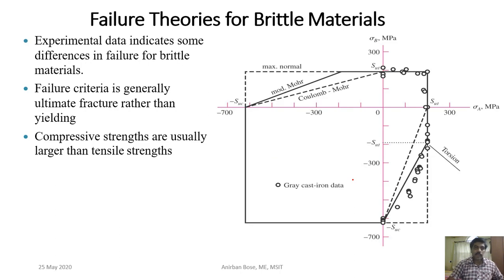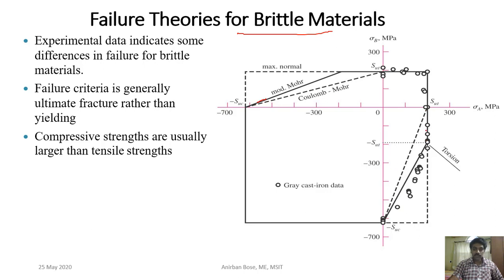Now failure theories for brittle materials. You see that Coulomb Mohr theory is actually modified here, and this is called the modified Mohr theory. Here you can see the experimental data where the actual failure occurs. Coulomb Mohr theory is quite conservative. In the first quadrant it is matching, but in the fourth quadrant it is quite conservative. Here are the actual experimental failure points, and here it is quite conservative.